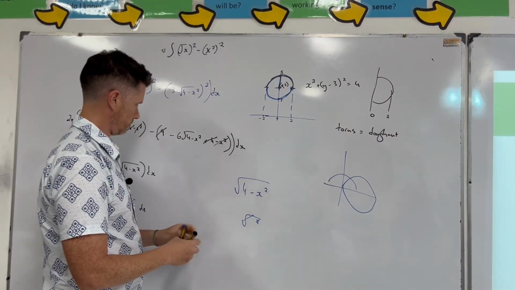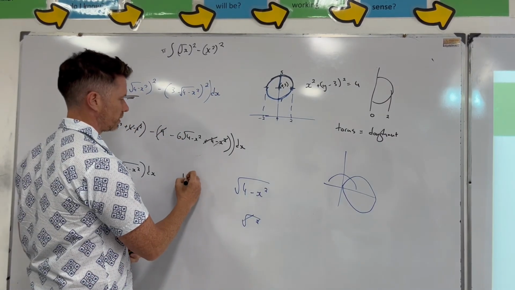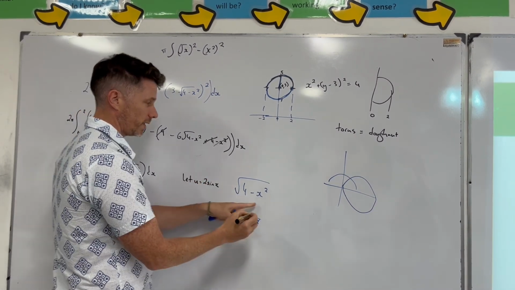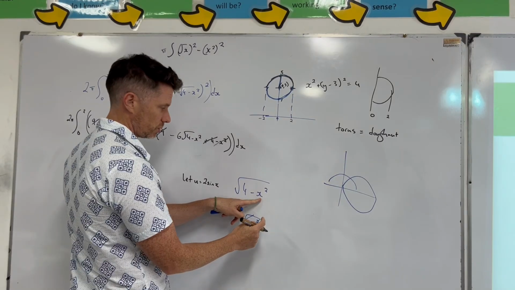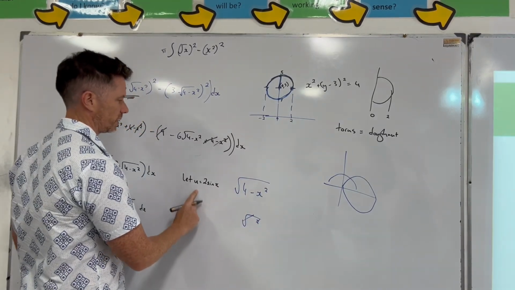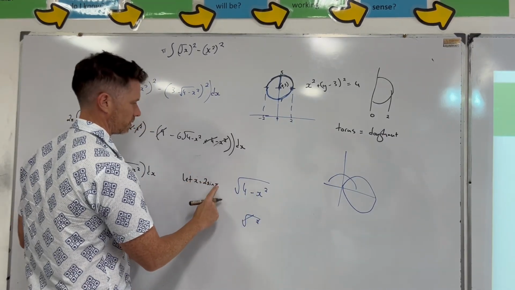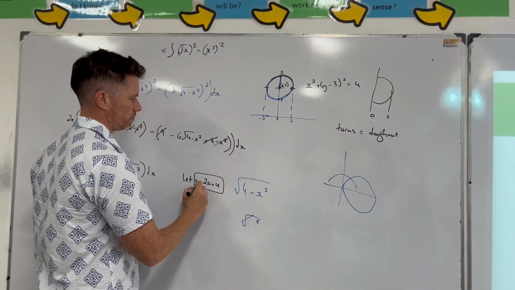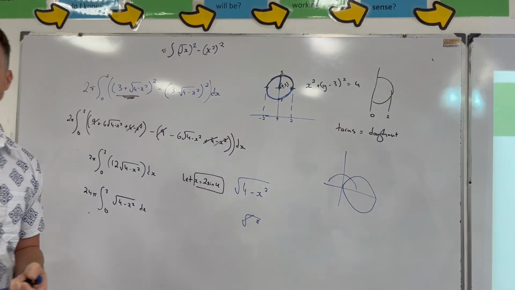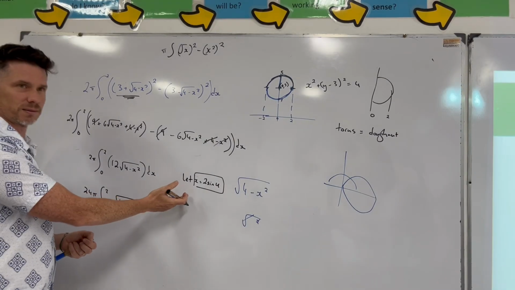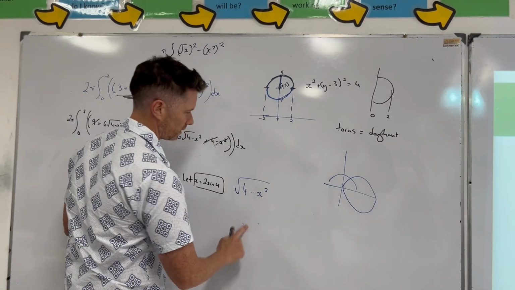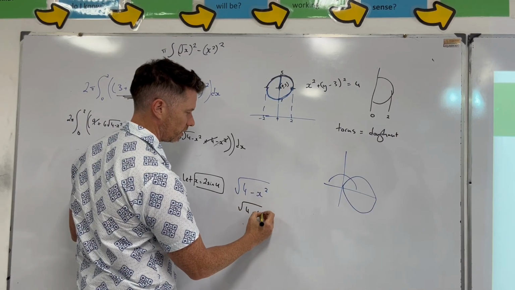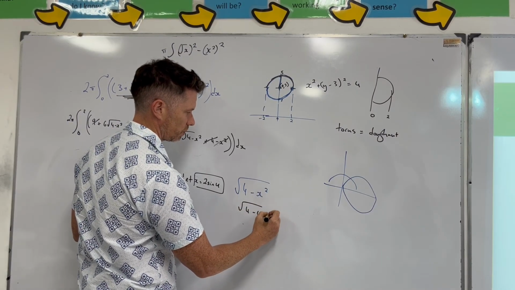So I'm going to do substitution. I'm going to say let x equal 2 sine u. I want x to equal something, you can just say that. Yeah, substitution. What does that give us then? That's the square root of 4 minus 4 sine squared u.